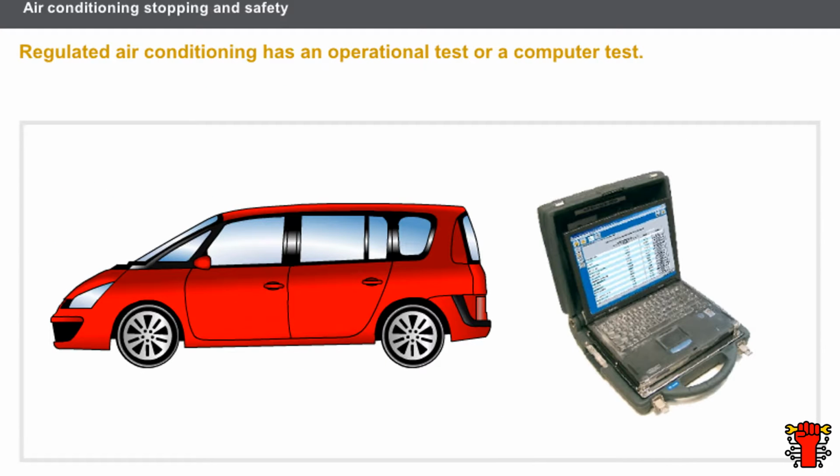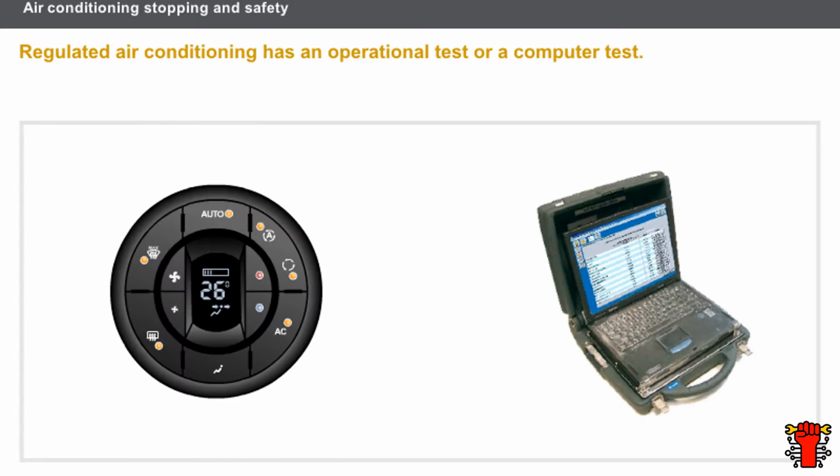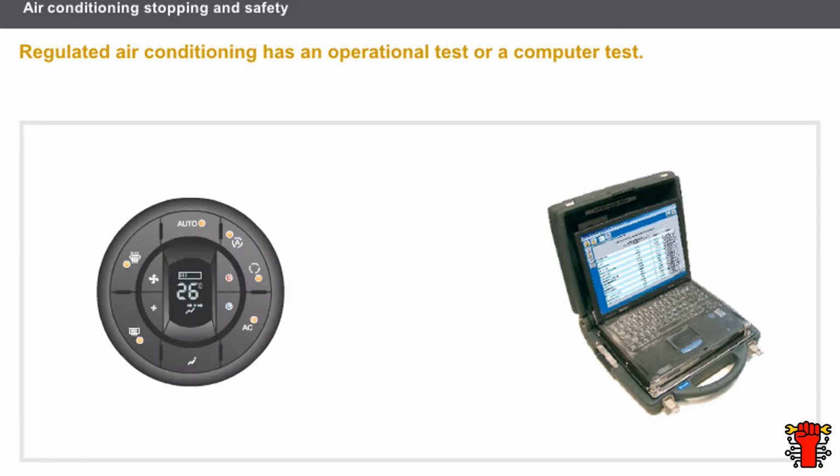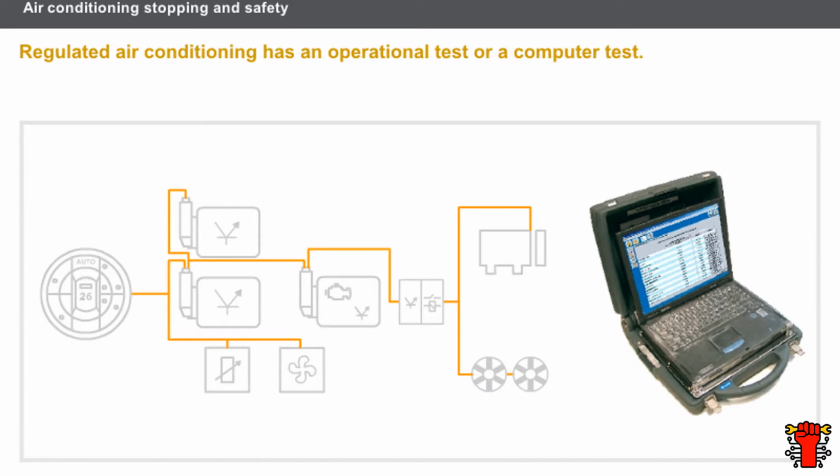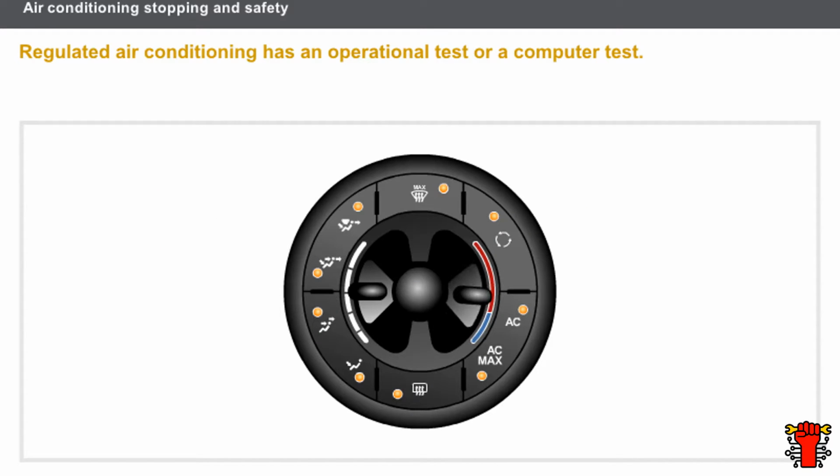Let us look finally at testing air conditioning adjustment. Regulated air conditioning has an operational test or a computer test. Only the regulated version control panel can be checked using the tool. On manual adjustment versions, the control panel cannot be checked using the fault-finding tool. However, the air conditioning function test is operational.